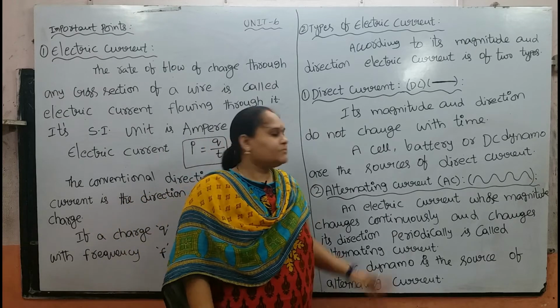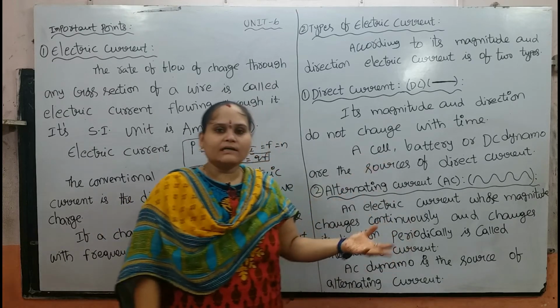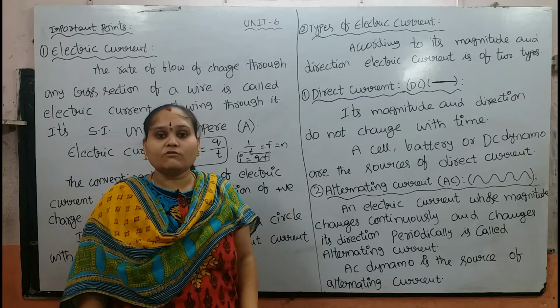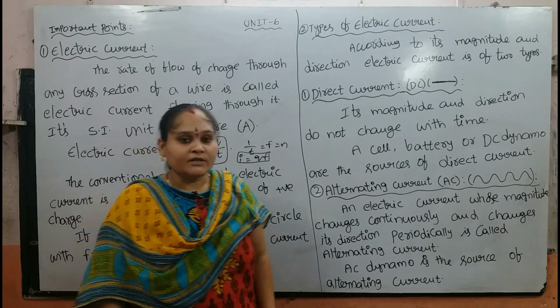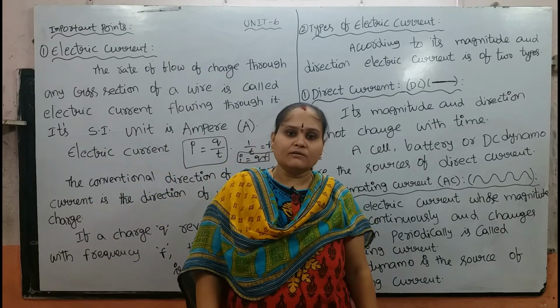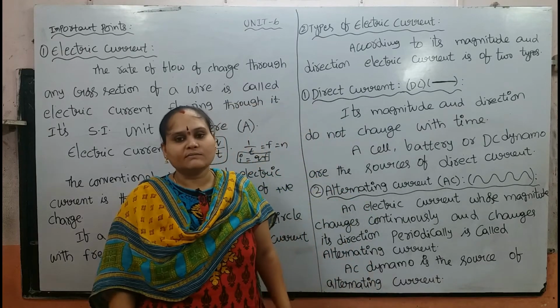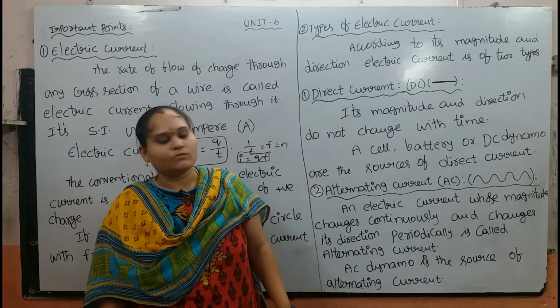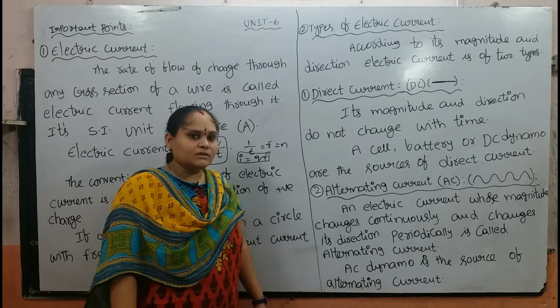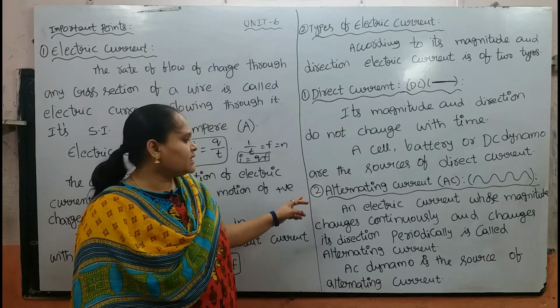For example, a cell, battery or DC dynamo are the sources of direct current. So by using a battery, cell or dynamo, we can produce DC current. DC current sources are a cell, battery or dynamo.